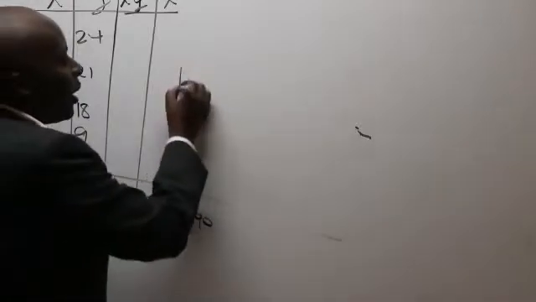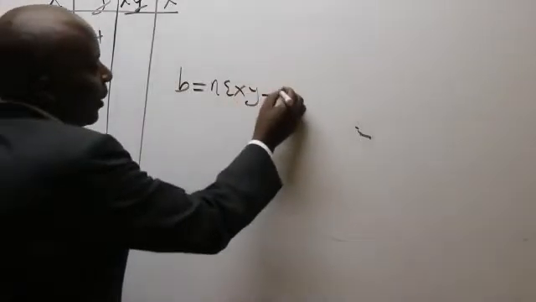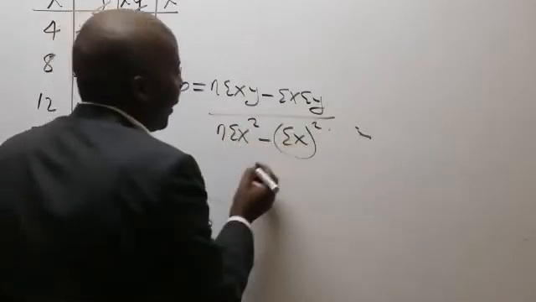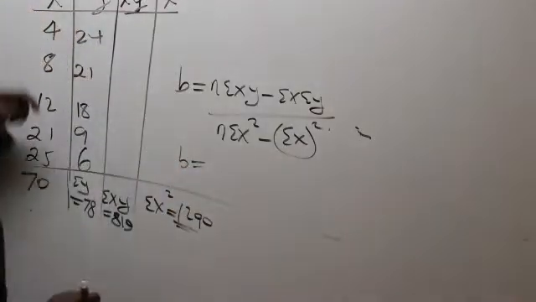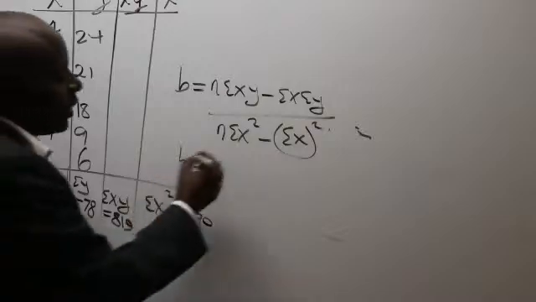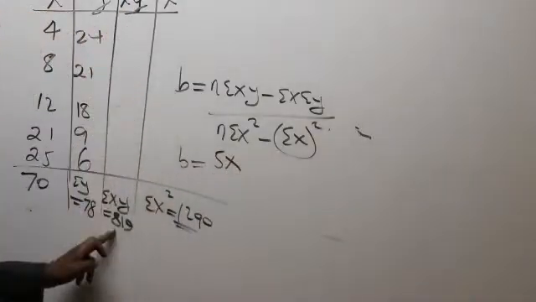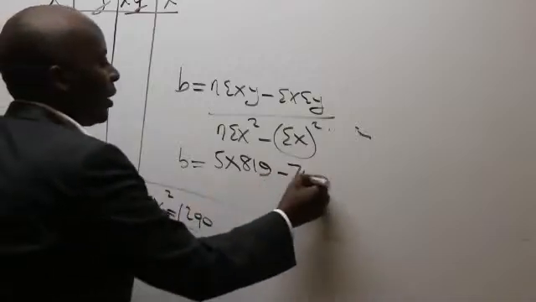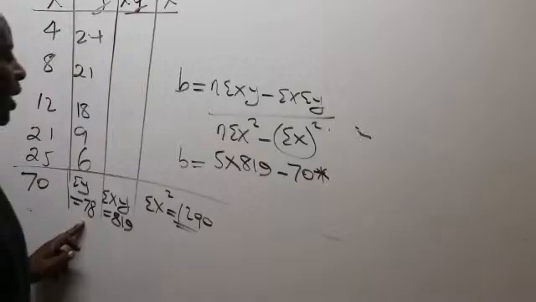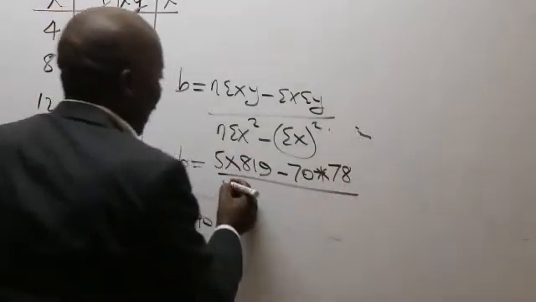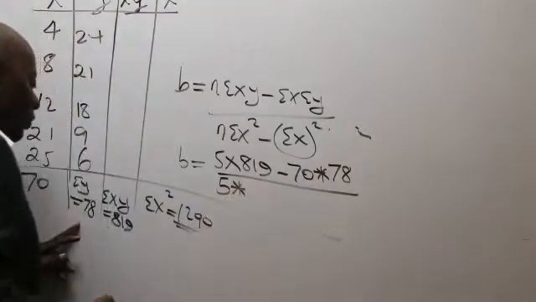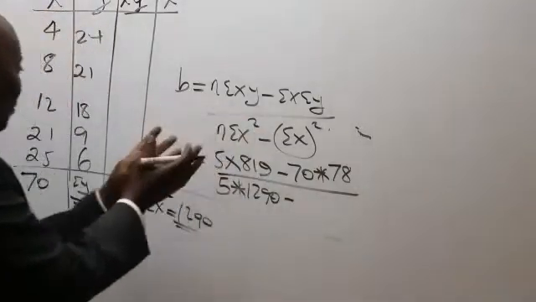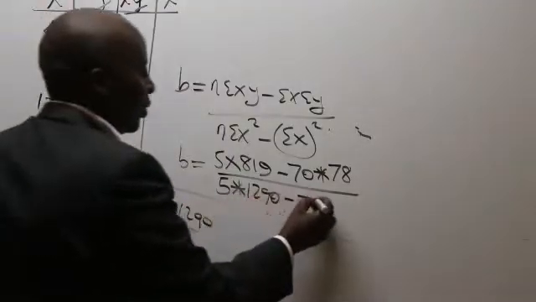Once you give me that, for sure, I'll be able to give you B, which is n summations of xy minus sum of x, sum of y, over n summation of x squared minus bracket sum of x squared. So my B will be equal to n, which is 5. So 5 times summation of xy, which is 819, minus sum of x, 70, times summation of y, 78, over n, which is 5, times summation of x squared, which is 1290, minus the whole sum of x, 70, squared.